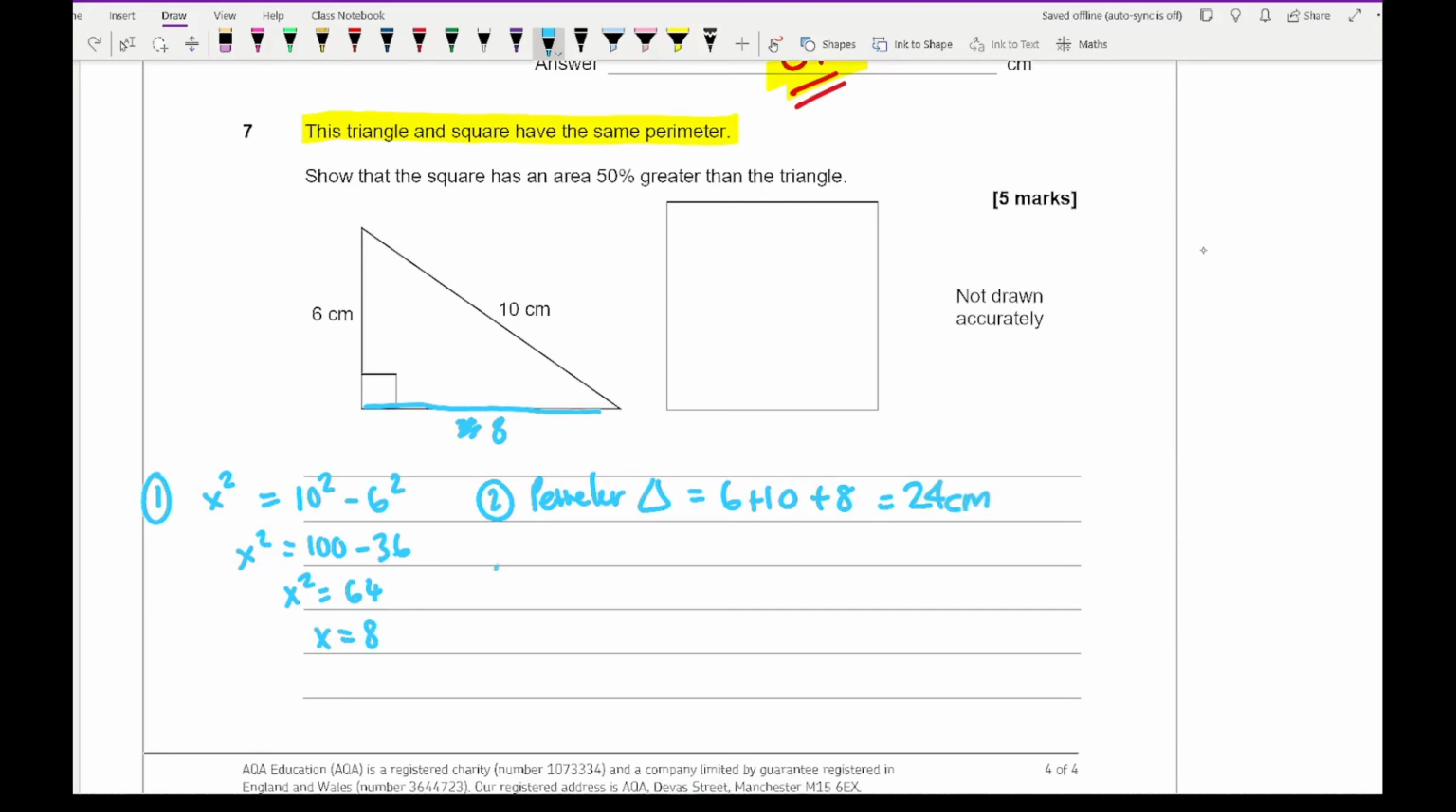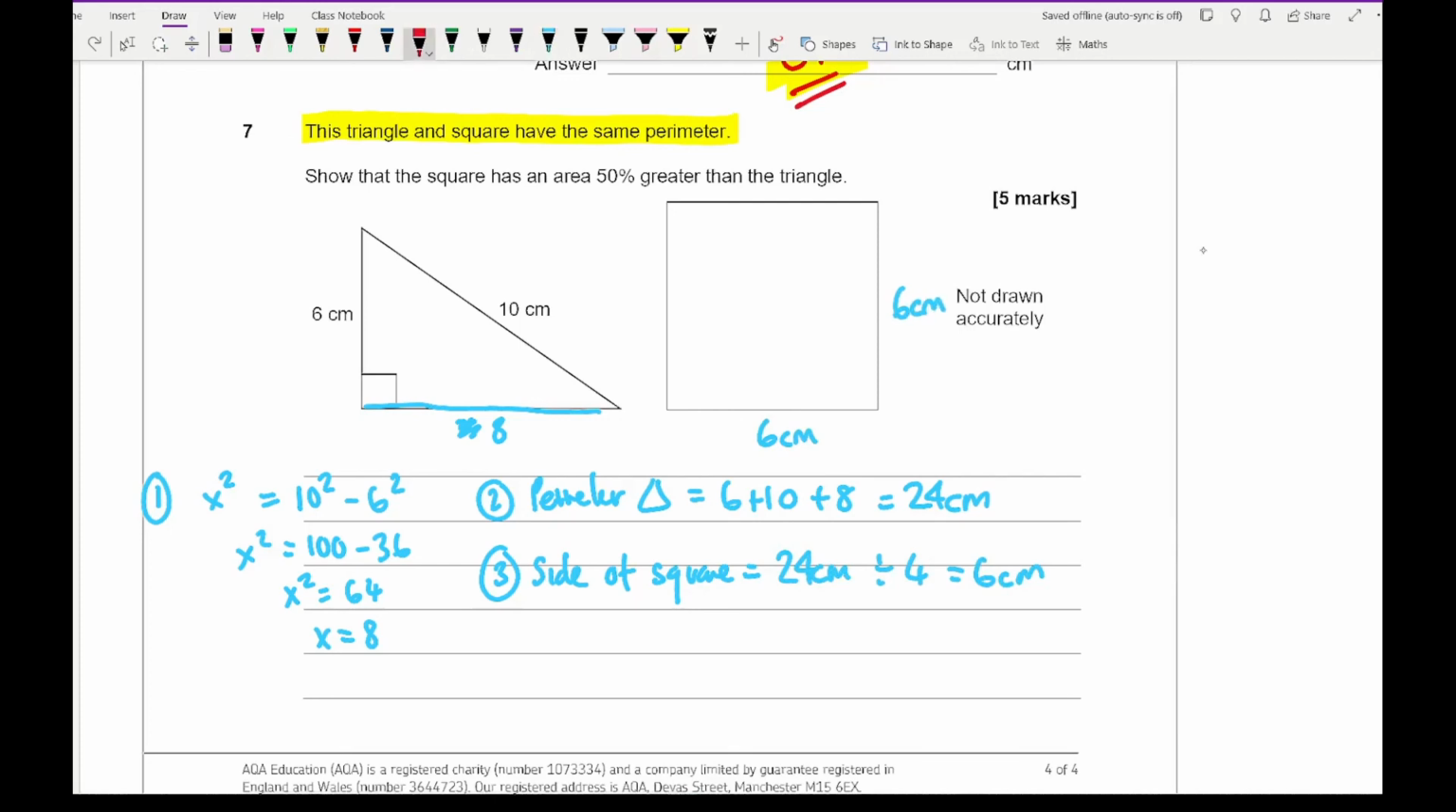Then from this, what I can work out is the side of the square. So the side of the square is going to be 24 centimeters divided by 4, which is 6 centimeters. So that's going to be 6, and this is going to be 6.